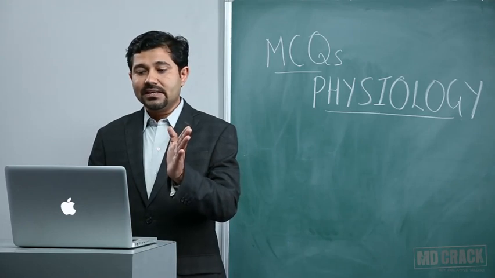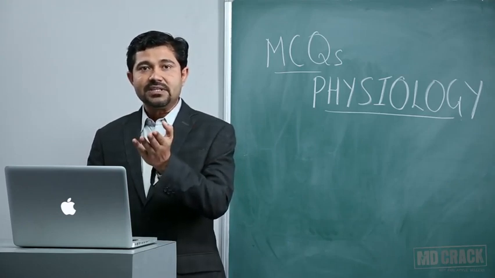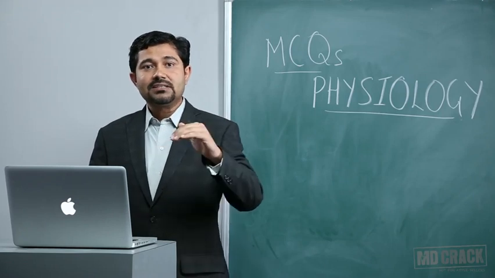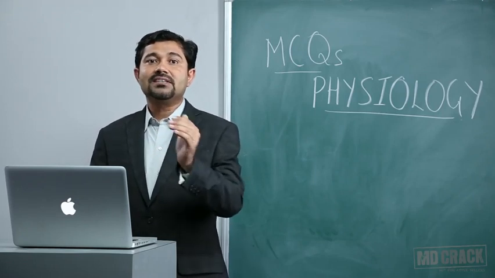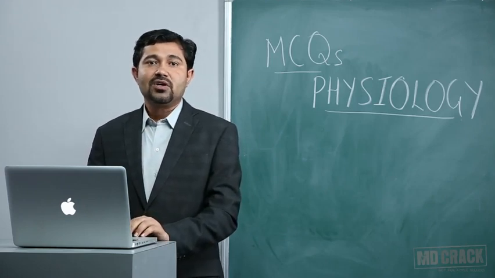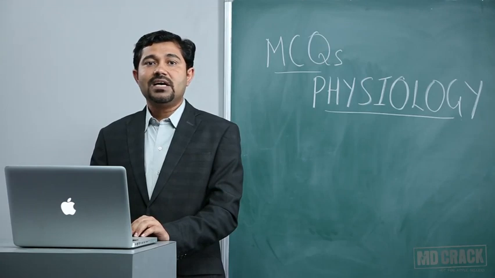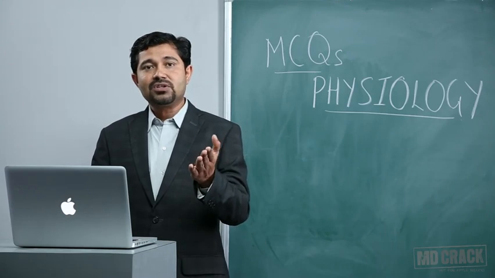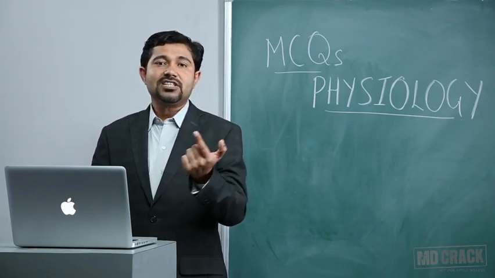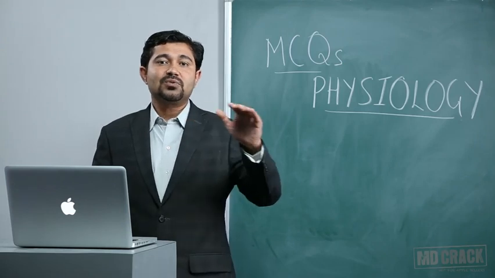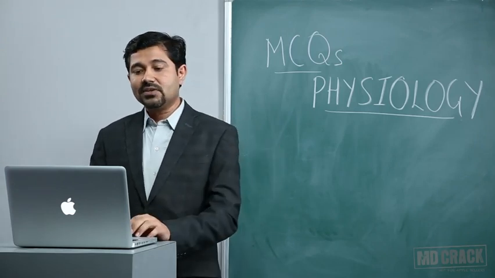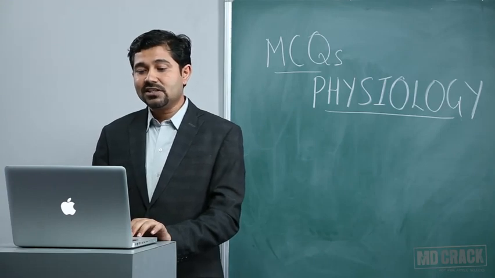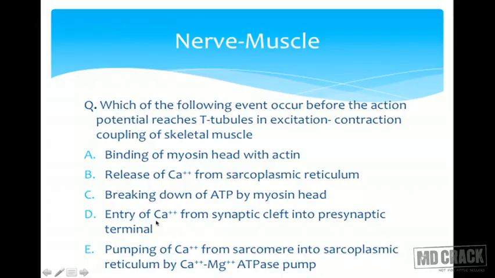Voltage gated calcium channels will open at the presynaptic terminal, and the calcium from the synaptic cleft will enter inside the presynaptic terminal, and because of that, what will happen now? Exocytosis of the acetylcholine vesicles, and the acetylcholine will generate the end plate potential, and if it is strong enough, it will generate the action potential in the sarcolemma, and that action potential will go to the T-tubule, and that is our question: before the action potential reaches, what has happened? So the option D, that is entry of calcium from the synaptic cleft into the presynaptic terminal.